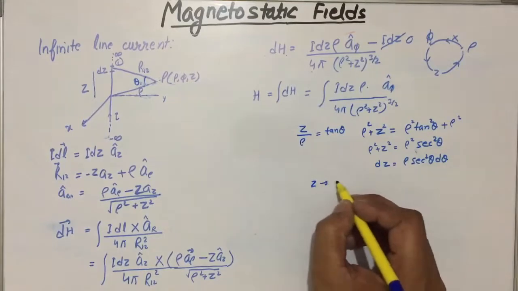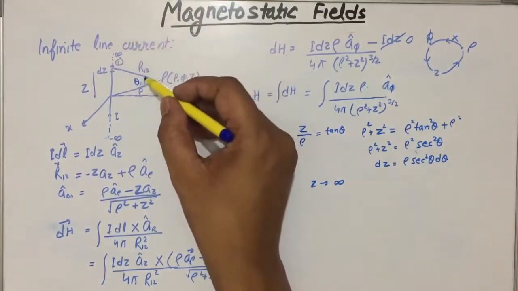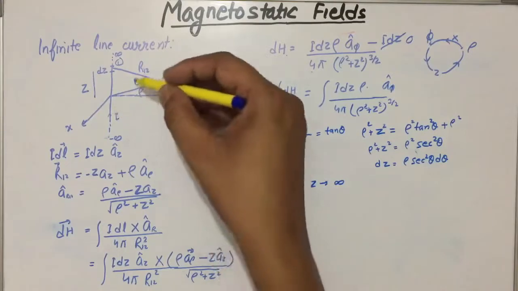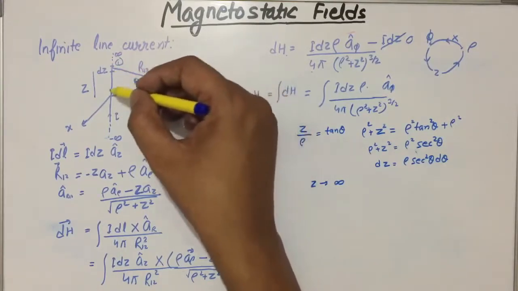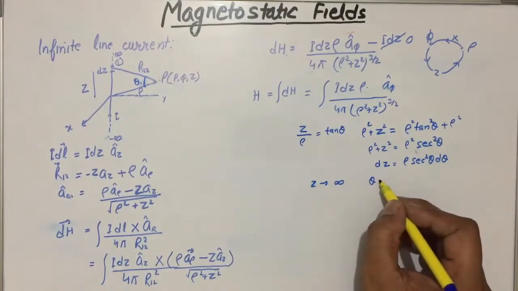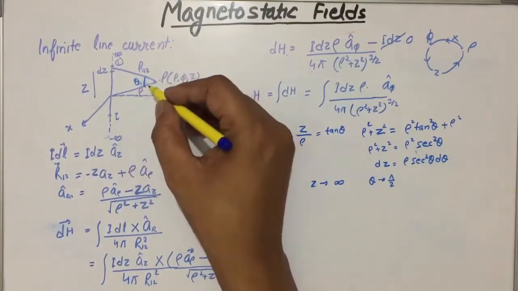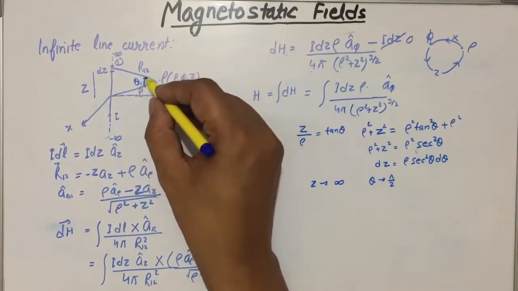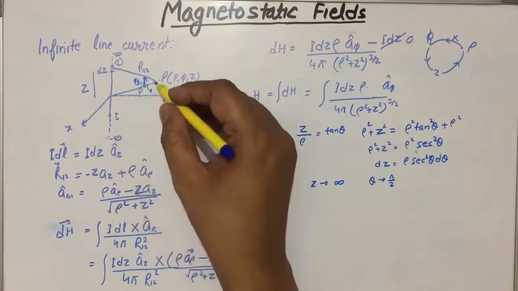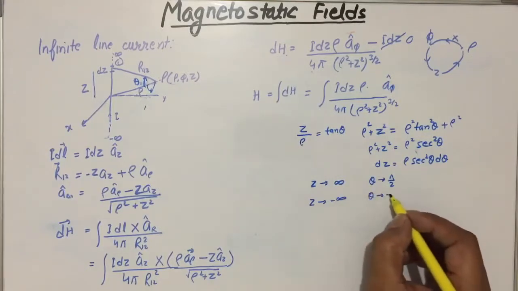If z tends to positive infinity, then this theta will be 90 degrees, since the line will be almost parallel to this, so theta will be 90 degrees. When z tends to infinity, theta tends to pi by 2. When z tends to minus infinity, if this angle is assumed positive, then the angle on the other side will be assumed negative, so it will be minus pi by 2.